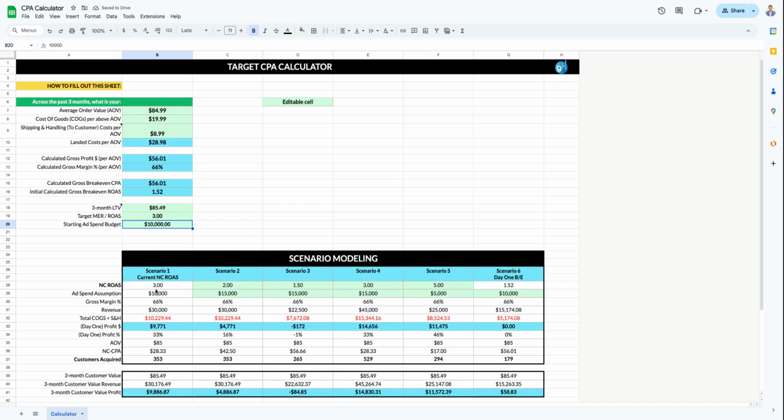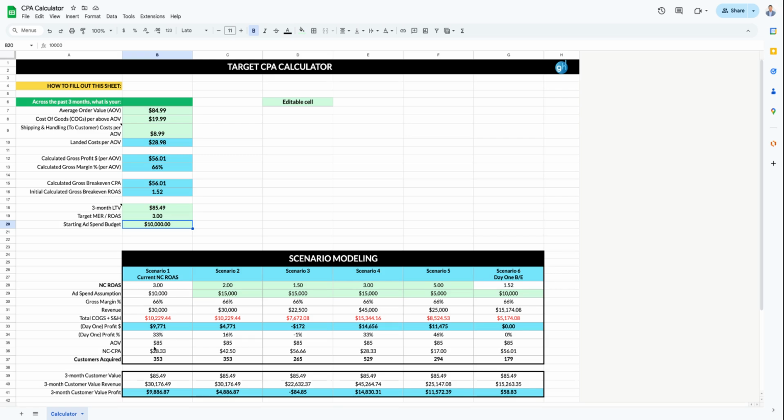So if our target ROAS is 3, we spend $10,000. We have a gross profit margin of 66%. This means that we have generated $30,000 in revenue. Our total cost of goods and shipping and handling is $10.2K. And this means that our profit on day 1 is going to be $9,700, which is going to equal 33% margin.